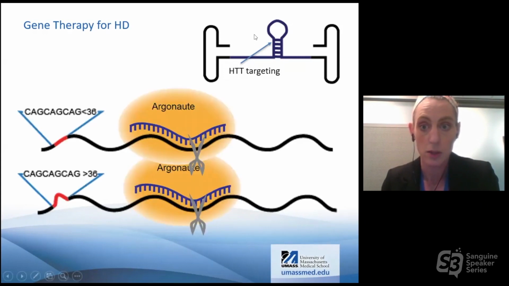What happens when you introduce this microRNA is that a protein that's already in the cell, called Argonaute, takes up this microRNA and it cleaves both the mutant and the normal huntingtin mRNA.